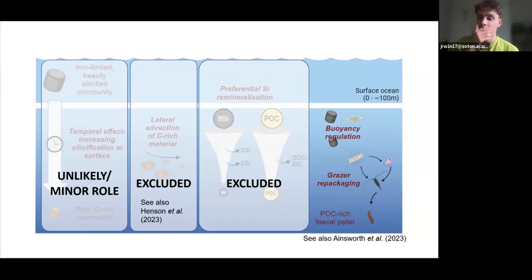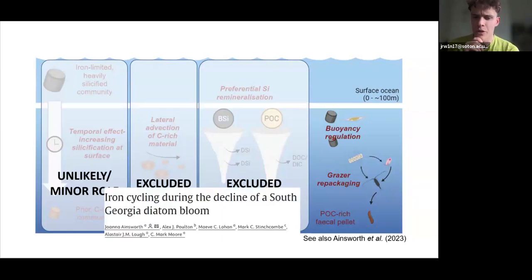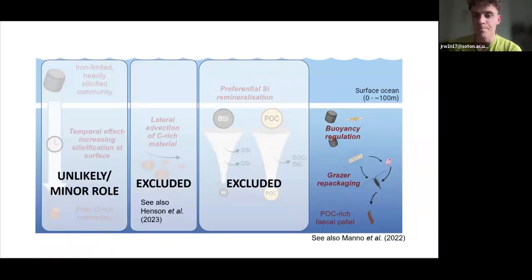At the comic site, we also have measurements of photochemical efficiency. I think it's from Joe Ainsworth's paper, perhaps, suggesting that in the upper mesopelagic at 250 meters, 500 meters, we can have viable diatoms at these depths, so potentially still able to regulate their buoyancy. They may be sustained at these depths by mesopelagic peaks which Joe identified in her paper, peaks of iron.